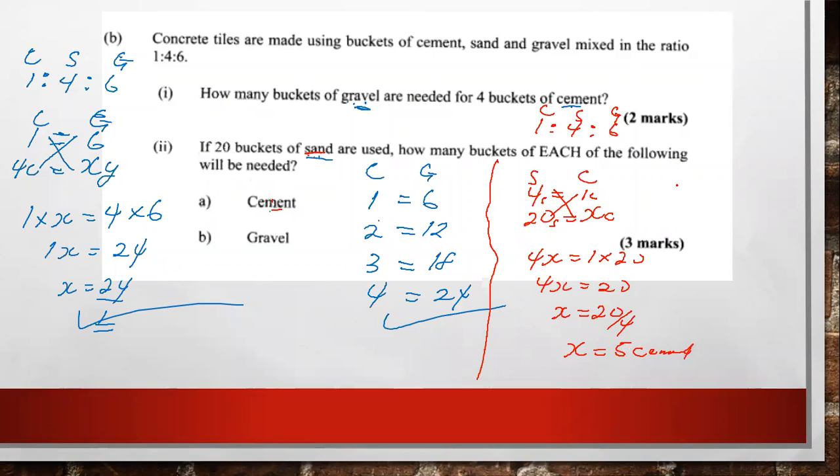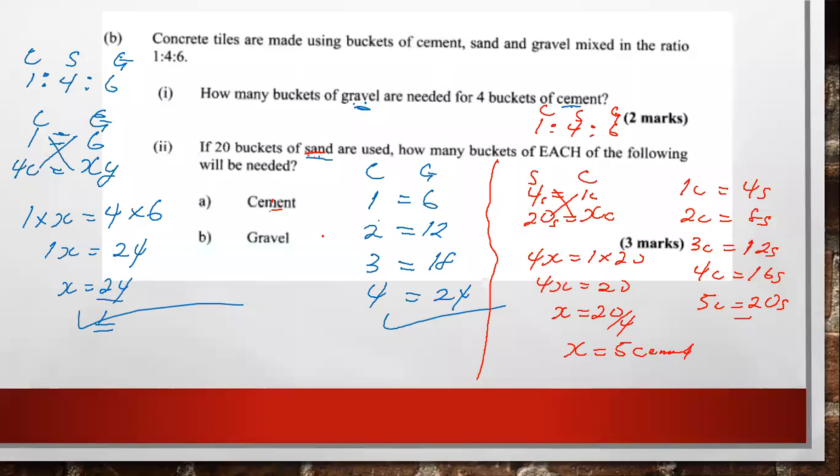Or what you can do, you can say 1 cement will give me 4 sand. Look at it. 1 cement will give me 4 sand. 2 cement will give you what? If you have 2 buckets of cement, 8 sand. If you have 3 cement, we get 12. If you have 4 cement, you get 16. And if you have 5, you get 20. So as I told you, you can do the working part or you can do it this way and it will still mark it for you.